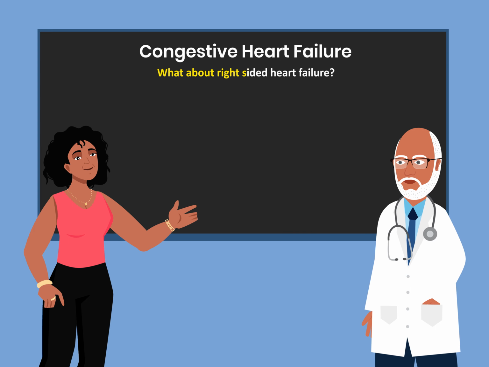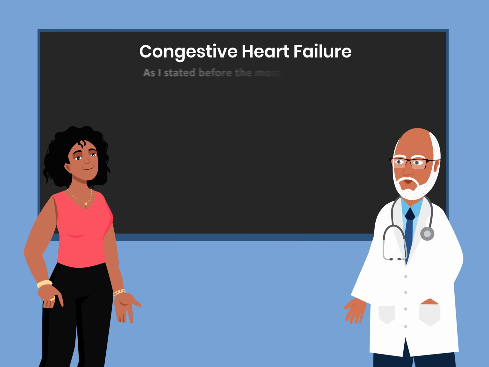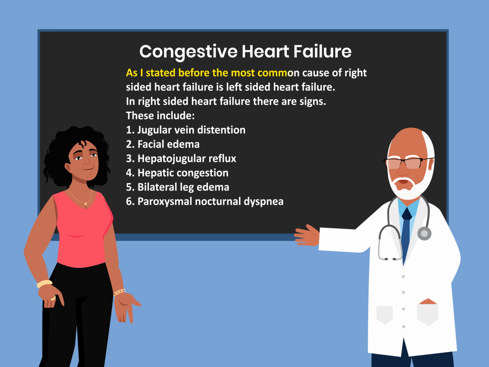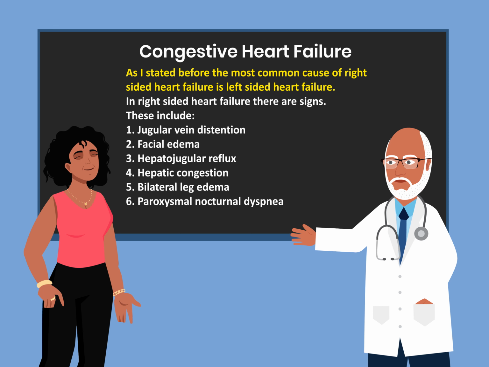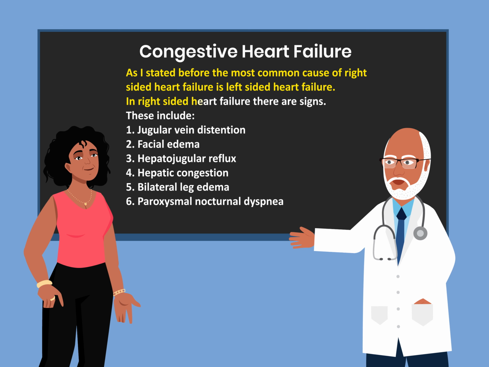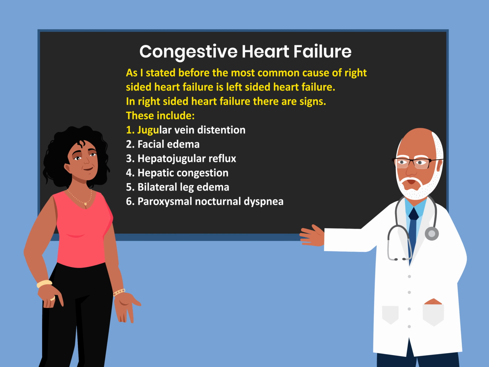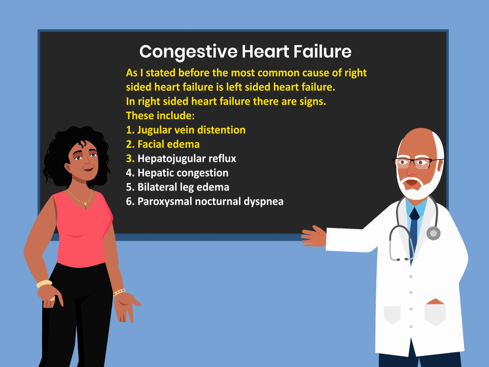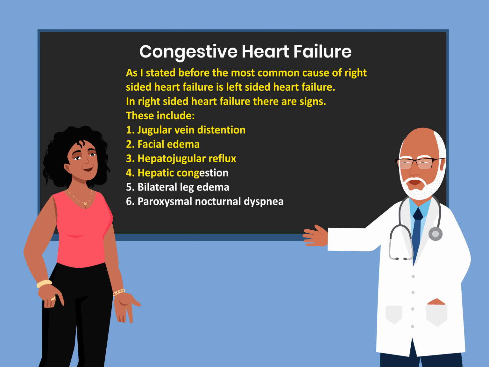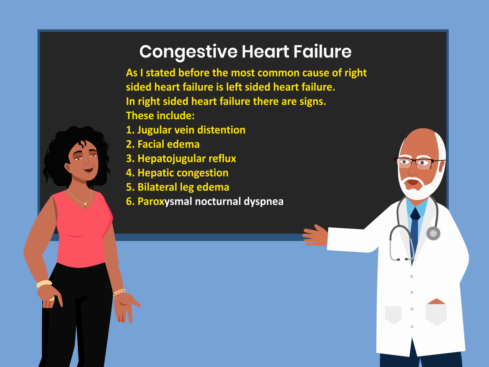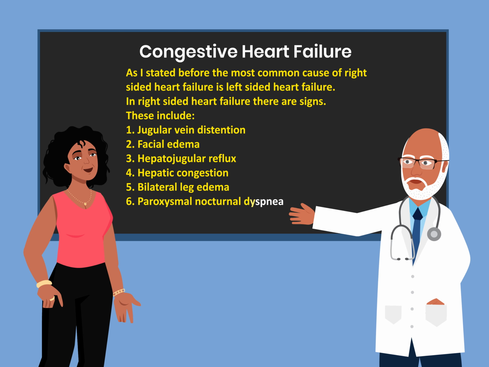What about right-sided heart failure? As I stated before, the most common cause of right-sided heart failure is left-sided heart failure. In right-sided heart failure, there are signs. These include, number one, jugular vein distension. Number two, facial edema. Number 3, hepatojugular reflux. Number 4, hepatic congestion. Number 5, bilateral leg edema. And number 6, paroxysmal nocturnal dyspnea.